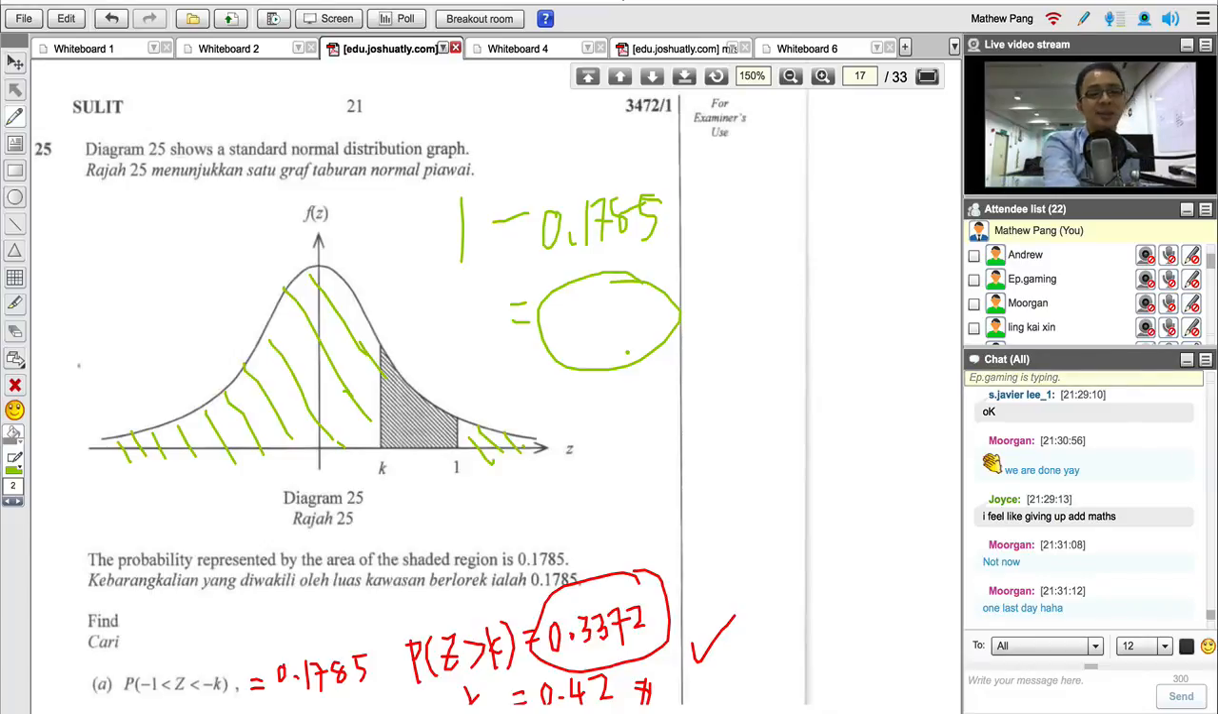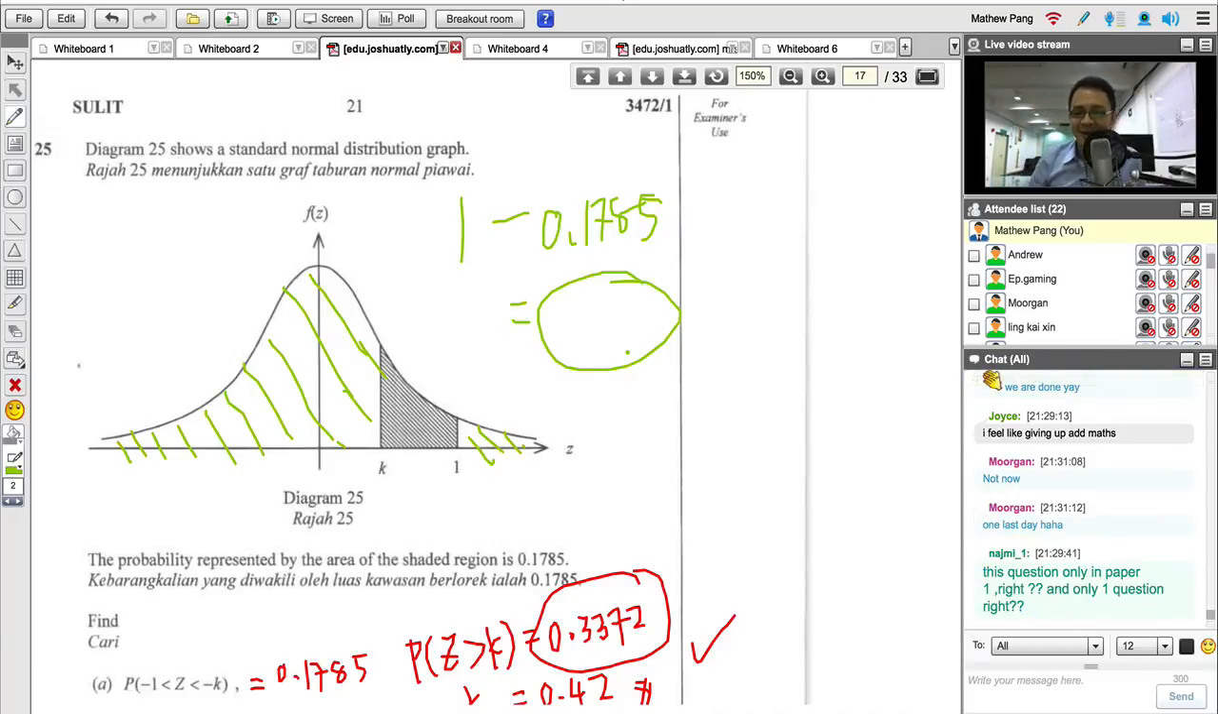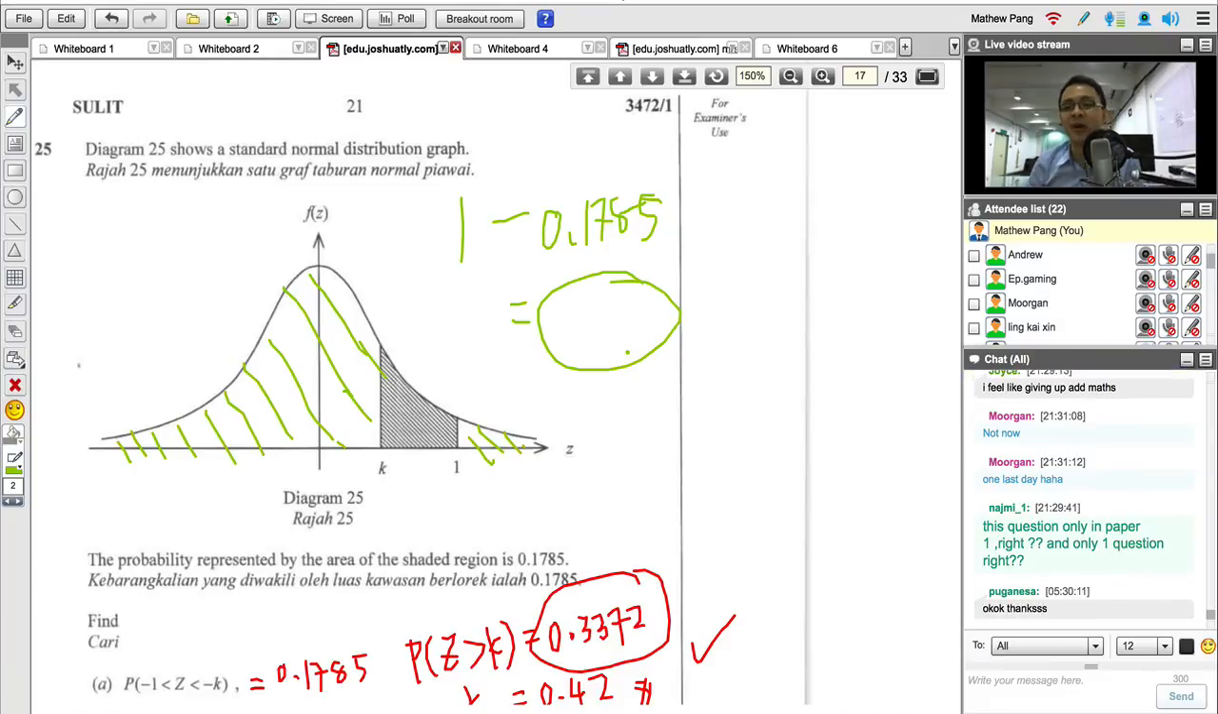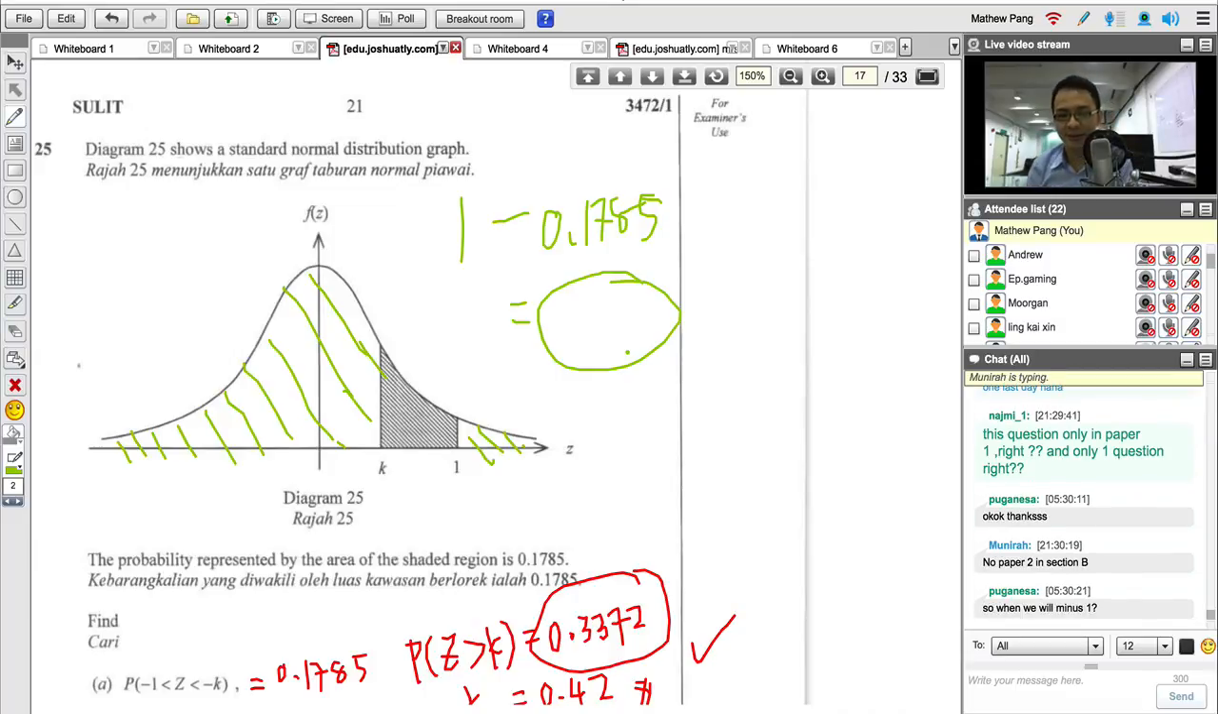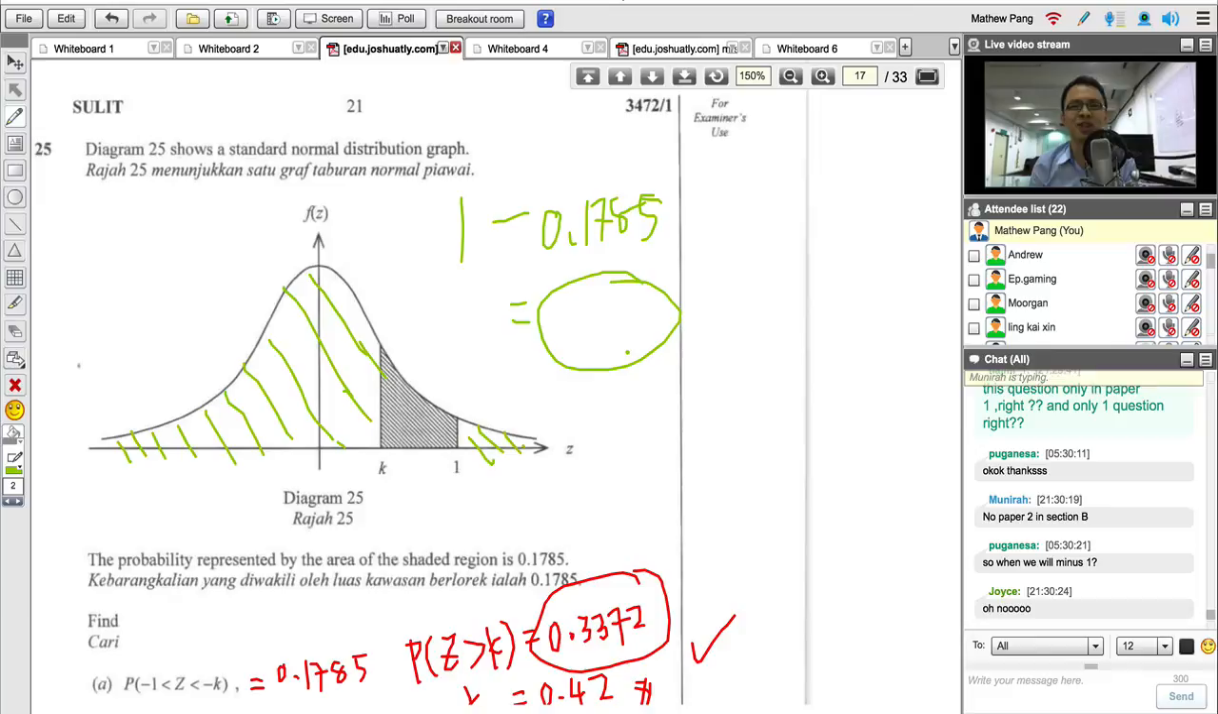This question only appears in paper 1, right? No, this chapter will come out in paper 2, but this kind of simple question only happens in paper 1. Paper 2 normally is more complicated. In section B, there are 5 questions and you choose 4. A lot of students will give up probability distribution, but I think this question you should take. Some students will give up integration in section B. I'm not sure, different people will have different choices.